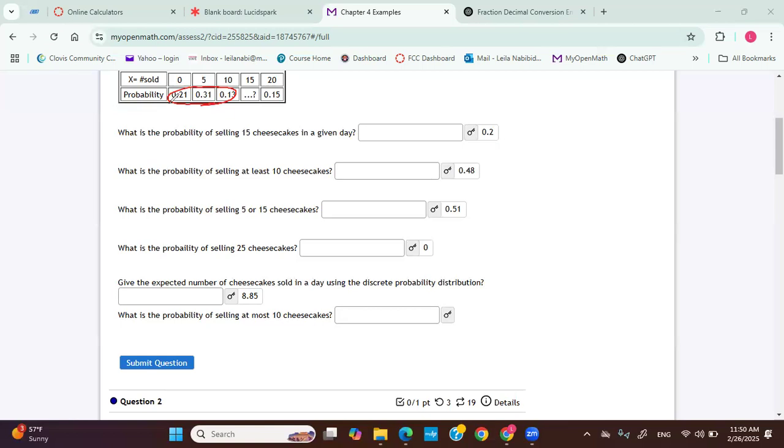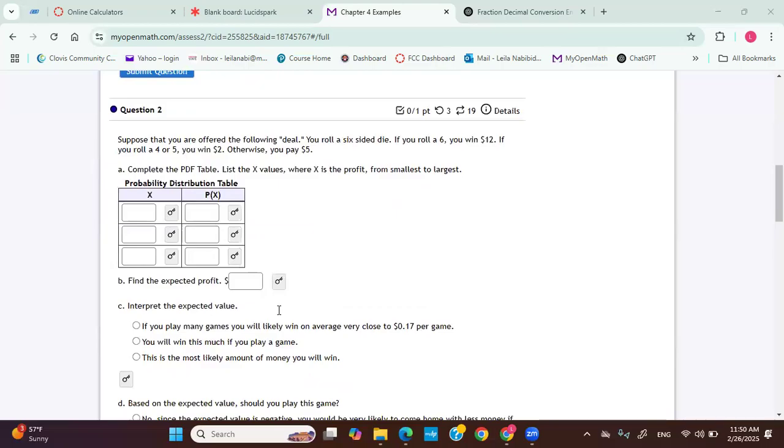0.21 plus 0.31 plus 0.13. Okay? Let's look at the next example. Next example, it's a game.